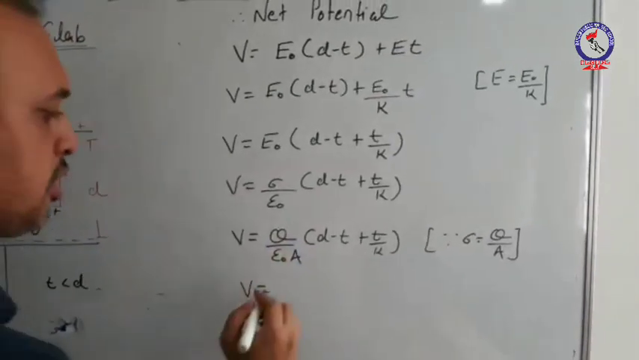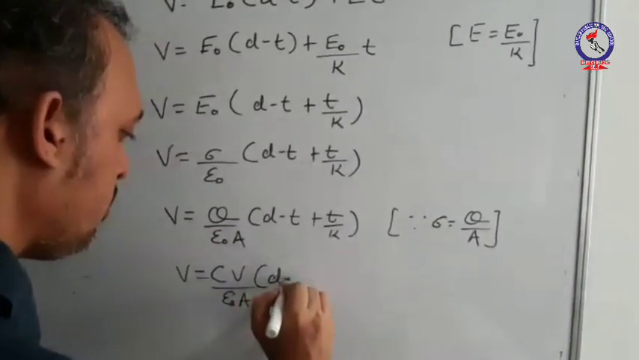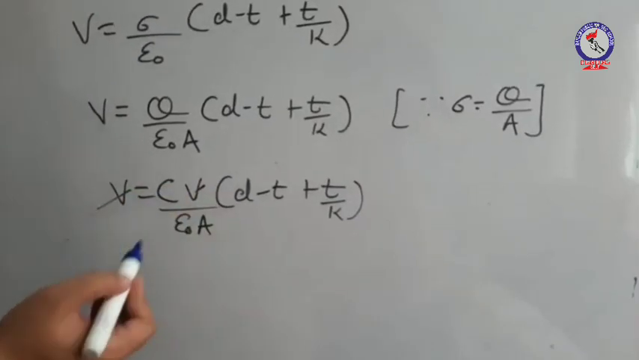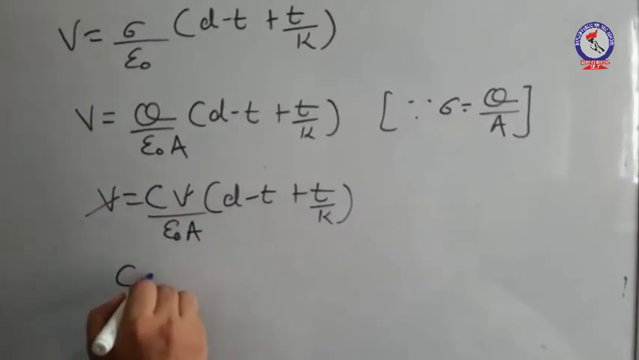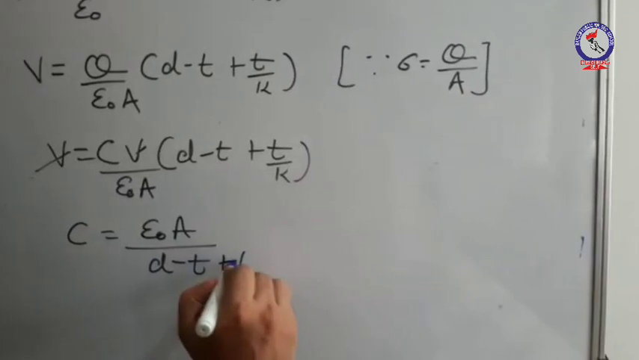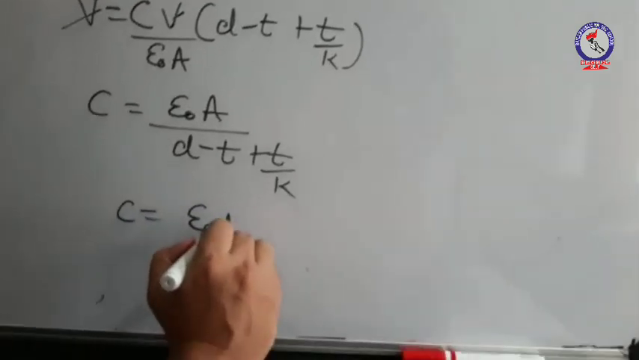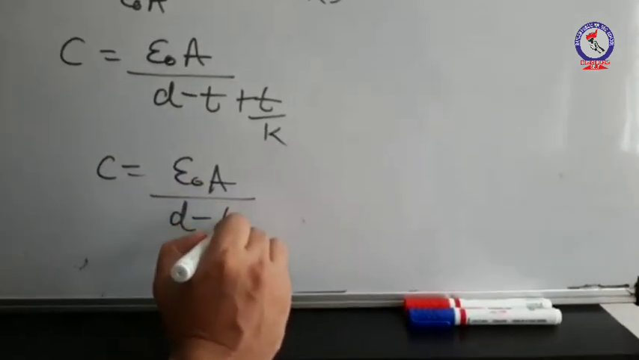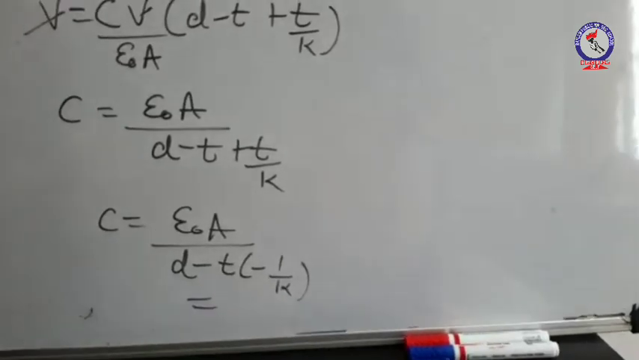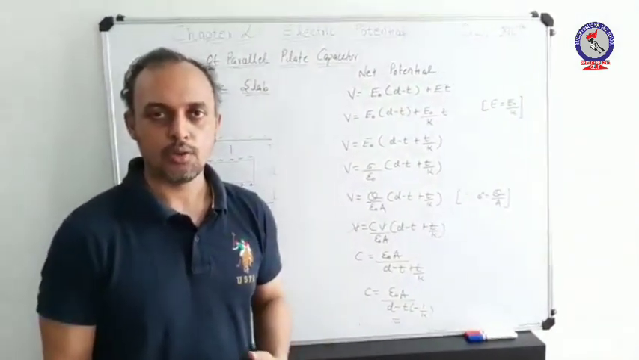Now again substituting the value of charge as Q equals CV, and d minus t plus t by K, cancelling V and simplifying for C, we have C equals epsilon 0 A upon d minus t plus t by K, which can also be written as C equals epsilon 0 A upon d minus t (1 minus 1 by K), which is the final expression of capacitance of a parallel plate capacitor with a dielectric slab between the plates.